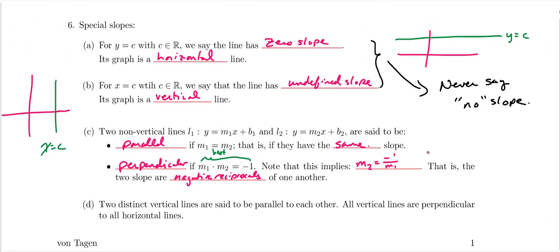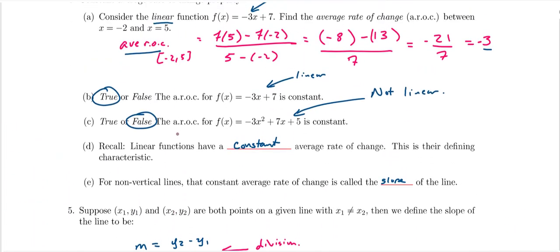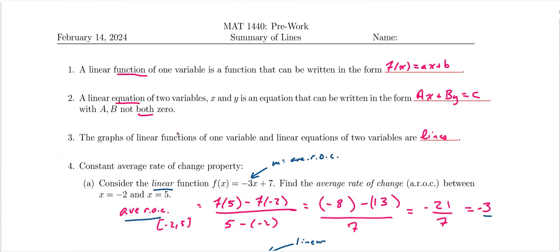I want to point out these other facts too. We have our special cases, which are important to keep in mind: lines of zero slope, undefined slope, the definitions of parallel and perpendicular, and our review of the basic idea of rate of change.